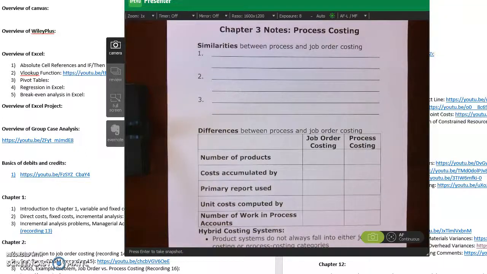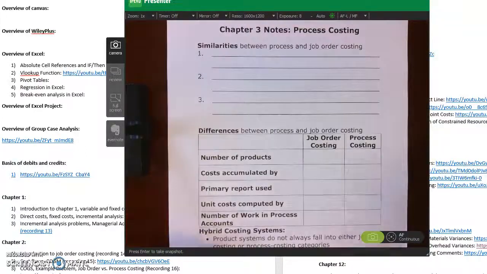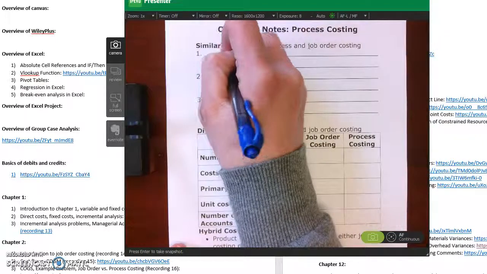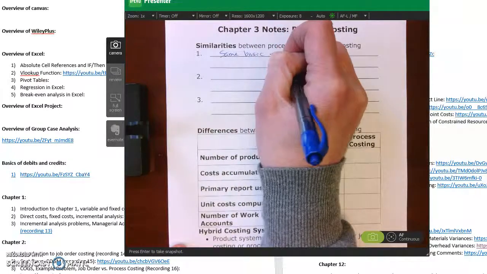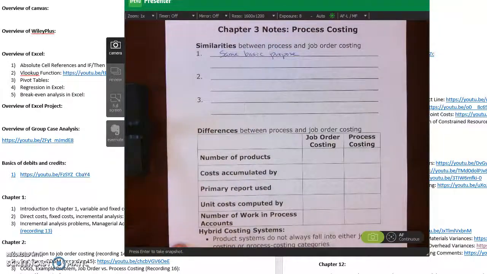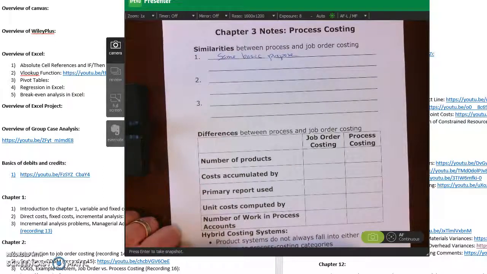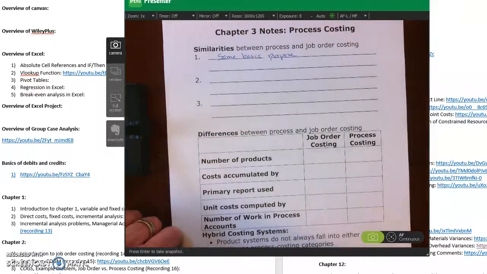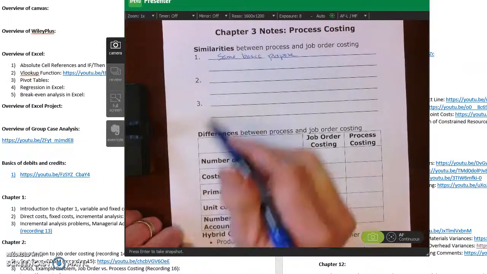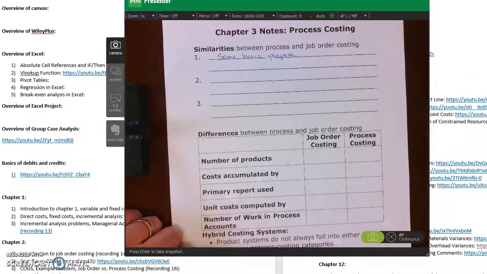So when we talk about some similarities and some differences, the first similarity is we have the same basic purpose. The basic purpose is to assign materials, labor, and overhead to the products that we make, to figure out how much it costs us to make whatever we make. Both job order and process costing systems are known as product costing systems. Again, the basic purpose is to assign labor, materials, and overhead to the products that we make.